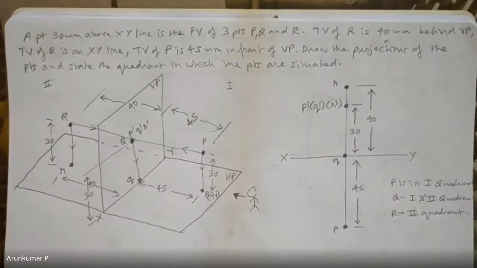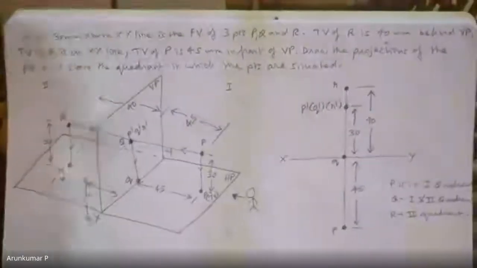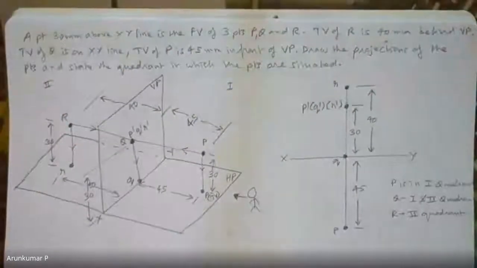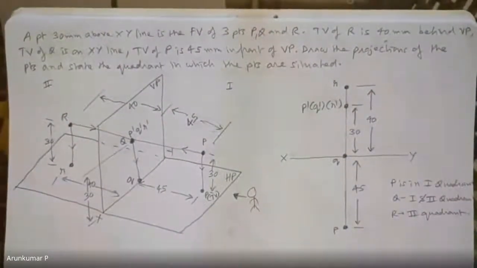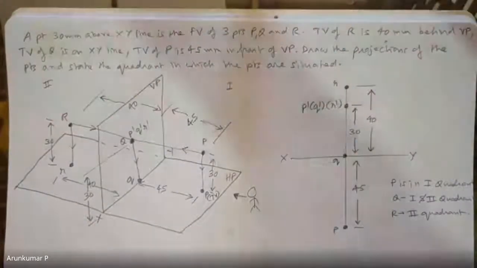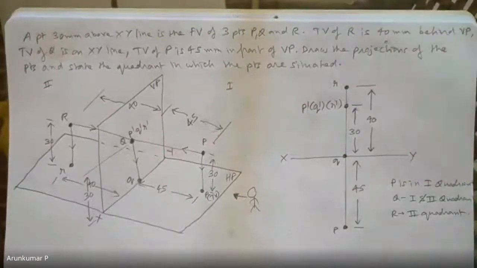So this is the problem which involves 3 points. Our last problem. So this is a problem where the shortest distance is given.